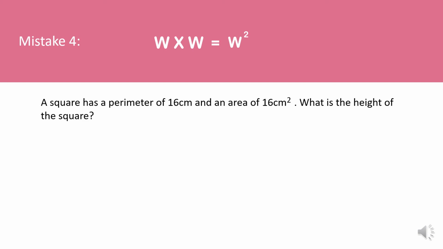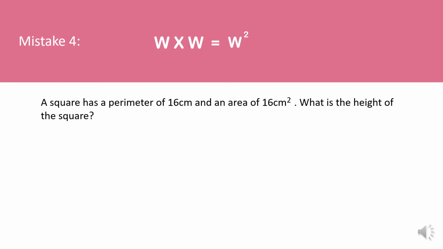Moving on to the fourth mistake. When you multiply a number by itself, it shouldn't give you the same value as doubling the number. This means w times w doesn't equal 2w. It should give you w squared. Let's have a look at the following example.